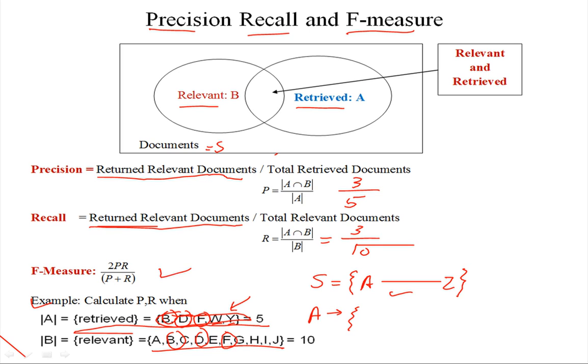Now F measure is the harmonic mean of precision and recall. So it is equal to 2pr divided by p plus r.